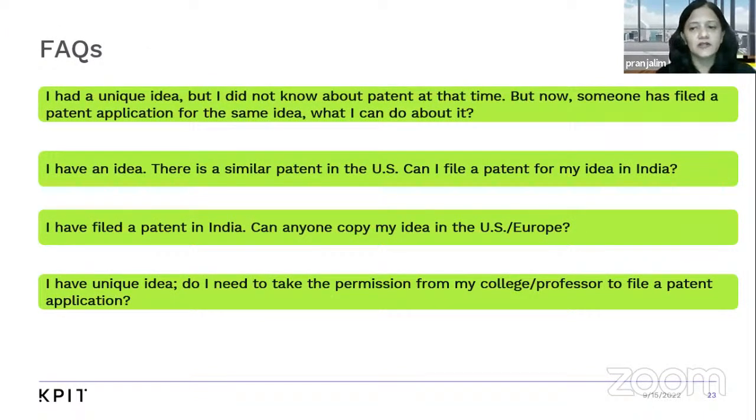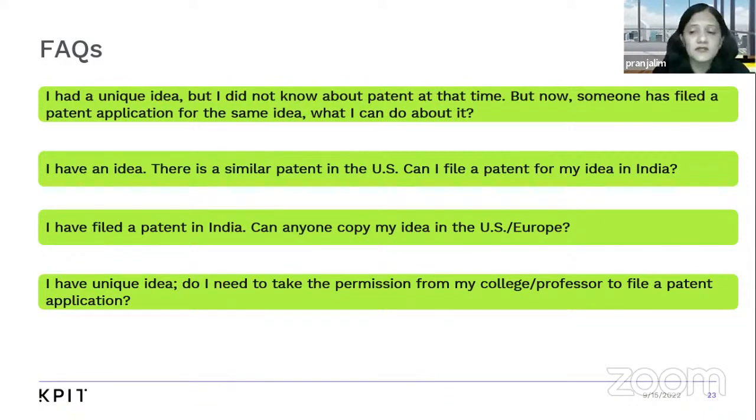Moving on, we'll quickly address some of the FAQs. We have been conducting so many sessions, and based on that we have come up with some questions that are frequently asked. The first question we will address is: let's say you have a unique idea but you did not know at the time about patent and IP rights, and it was a really unique idea, and now someone else has filed a patent application for the same idea. What can I do about it?